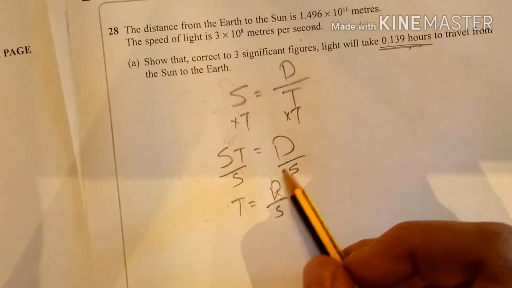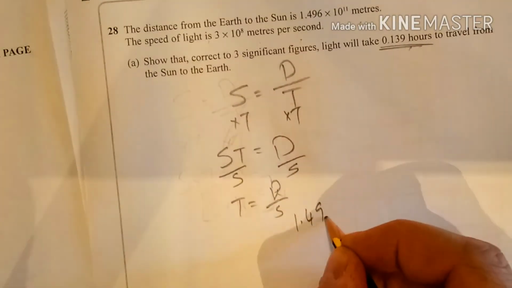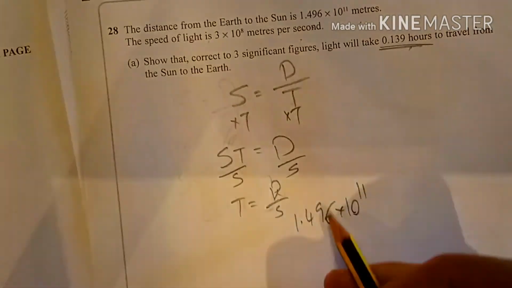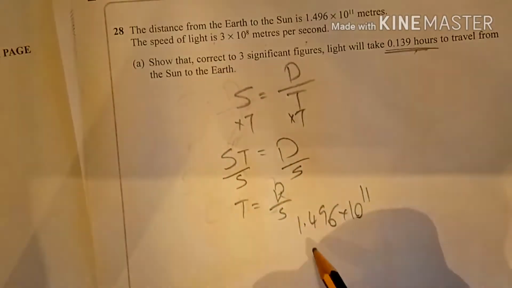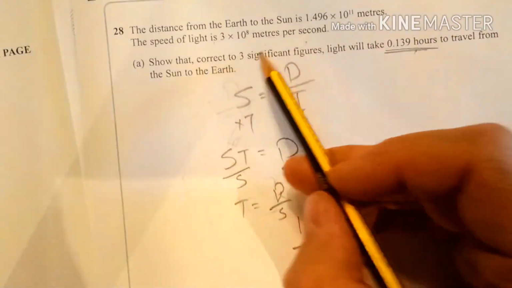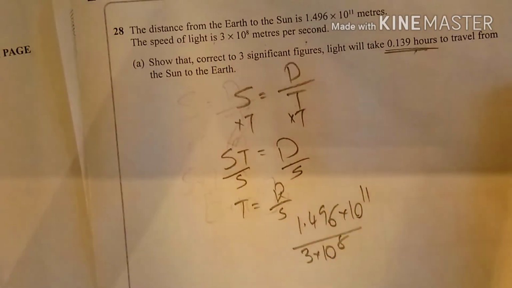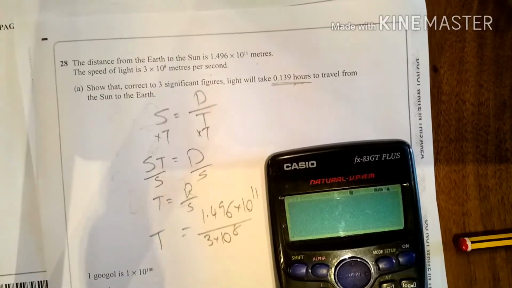Now, some of you might know this to begin with. Now we substitute in what we know. Now the distance is 1.496 times 10 to the power of 11. The speed is 3 times 10 to the power of 8. That's meters and meters, so that works. So it's going to equal my time. My time is going to be in seconds on the calculator.